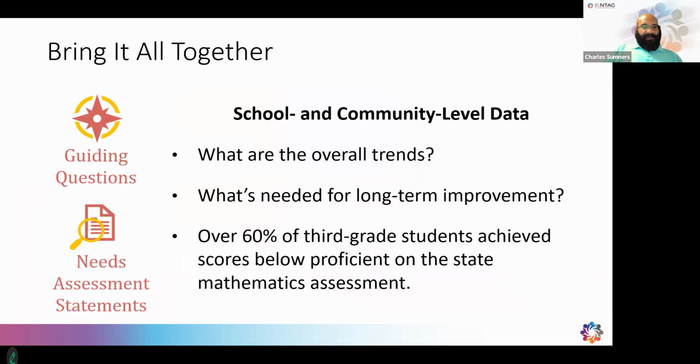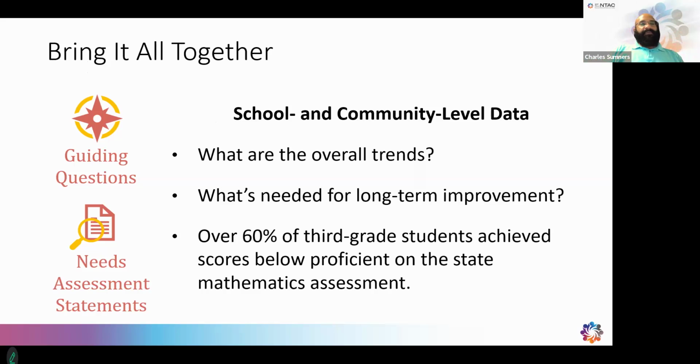Okay, so let's take a look at bringing all of this together. We talked about a lot of stuff, right? And we've gone over a lot of data. But if you've collected the right data, you should be able to identify the key needs for your community. And that allows you to write a needs assessment, which can guide your program goals and activities and illustrates your full understanding of student and family needs. So let's take a look at some examples here.